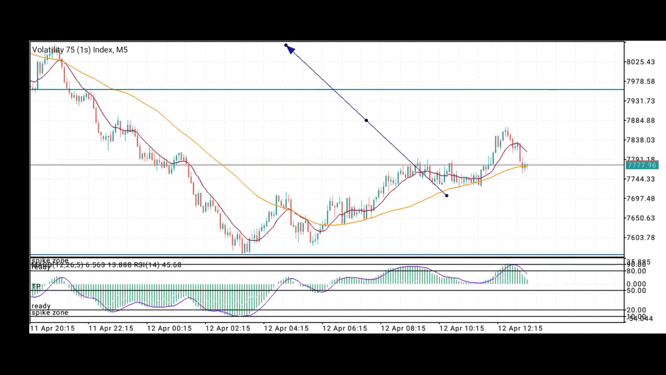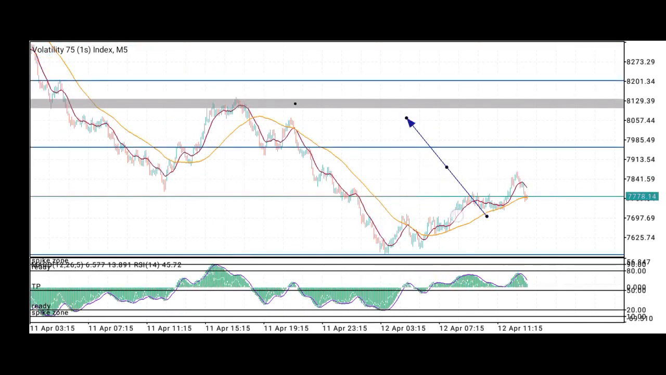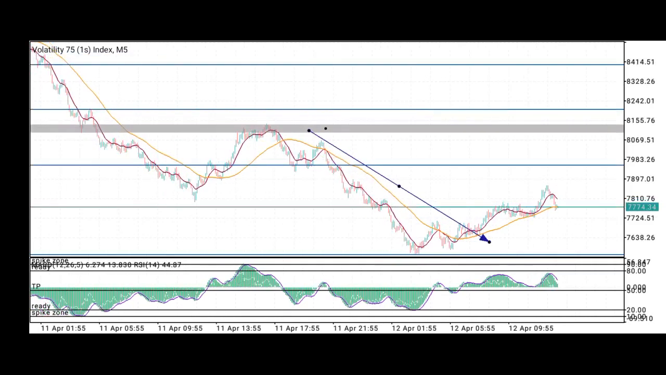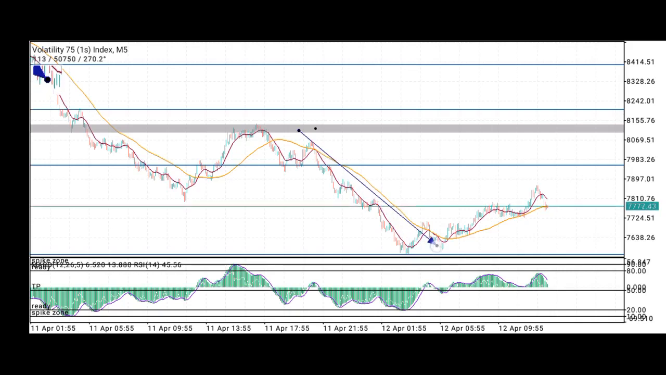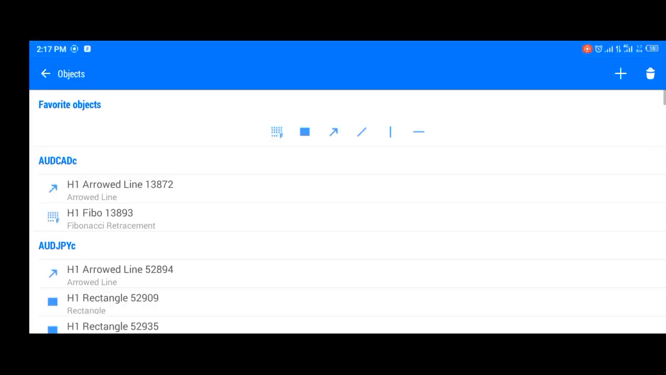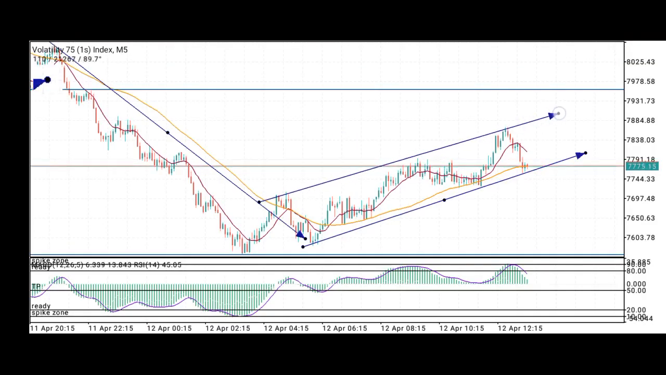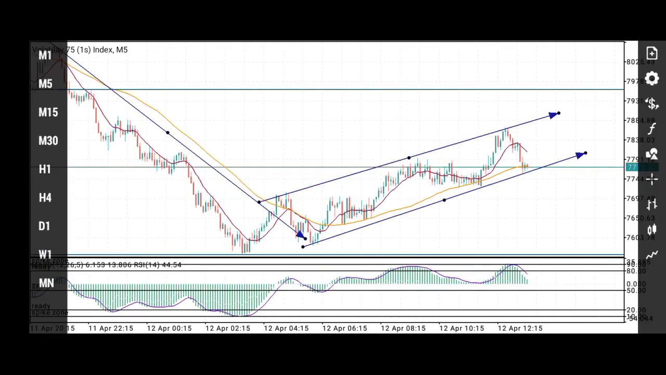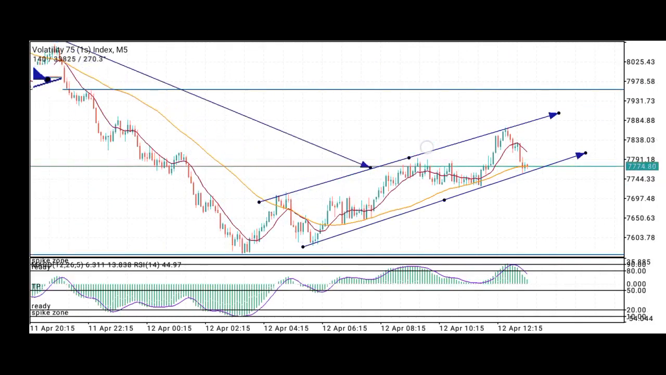Here's the 5-minute time frame. Now let's draw the trend. Remember, this market is in a downtrend, and we're looking for a better place to sell. But this market is changing its trend. You can see it's changing from downtrend to uptrend. Look at this: this is the resistance and this is the support. It's trying to change its trend.